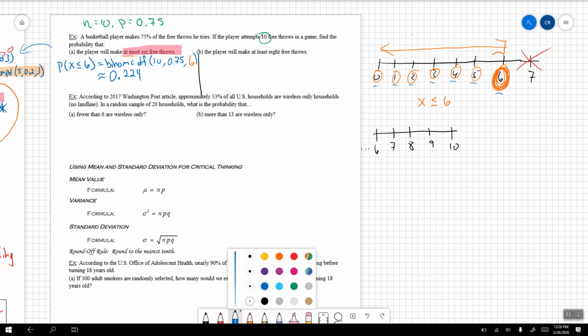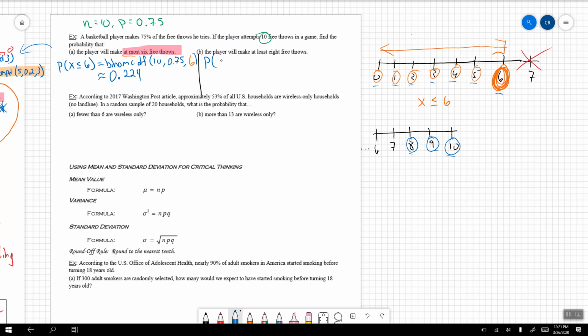So the probability that we want, I will do this in blue. The probability that we want is that he makes at least 8 free throws. In other words, a minimum of 8. So minimum of 8. In the game, could he make 8? Could he make 9? Or could he make all 10? Sure. Yes, he can. Now, if we want to find that probability, I'm going to call this that x is greater than or equal to 8.